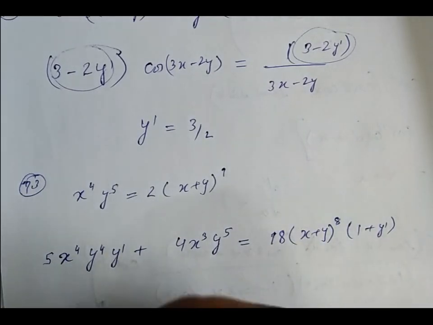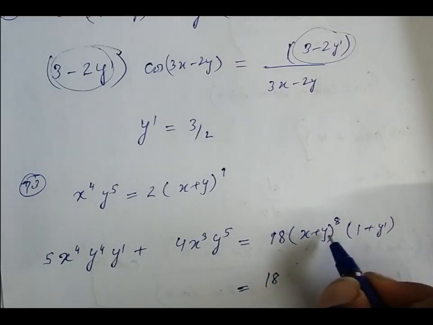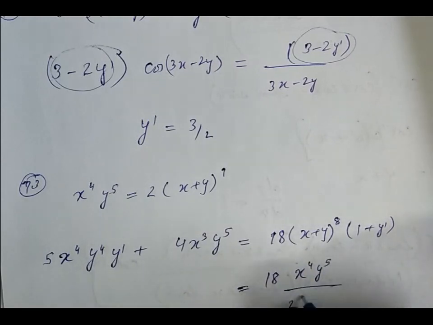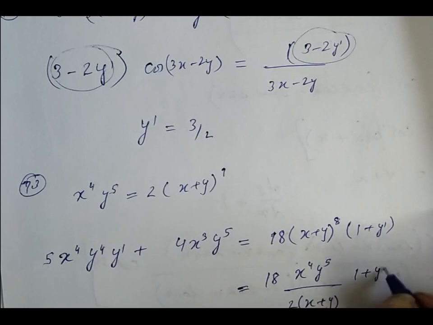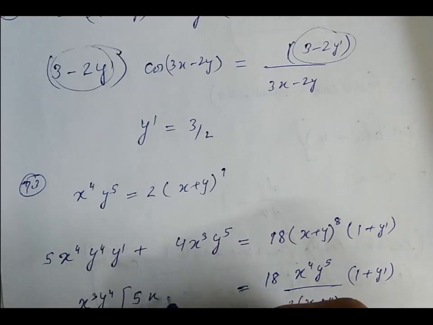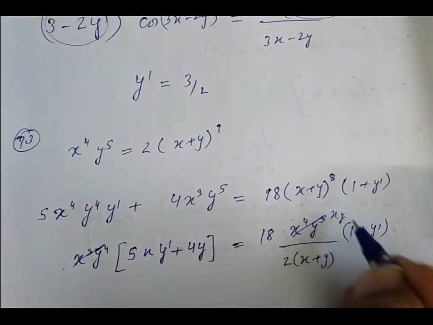So multiply by x plus y whole cube. So (x plus y) power 9 would be equal to x power 4 y power 5 upon 2 and extra x plus y over here, 1 plus y dash, and take x cube y power 4 common, we get 5x y dash plus 4y. Okay, so this cancels out and we are left with xy.